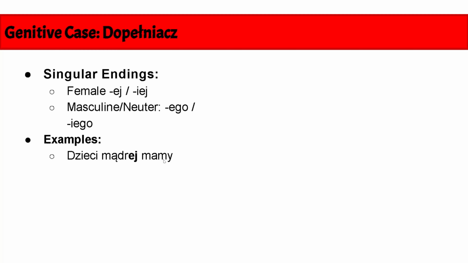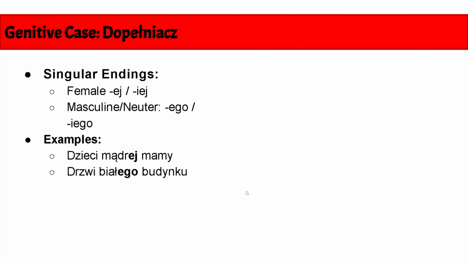Dzieci mądrej mamy, the children of the smart mother. Dzieci, now mianownik does not change. Mamy, it's already in the genitive, so we keep it as it is. And now we have mądrej, which is the adjective that we have to now put into the genitive case. Mądra would be the mianownik, but because we're in the genitive and mama is a feminine noun, we change it from mądra to mądrej.